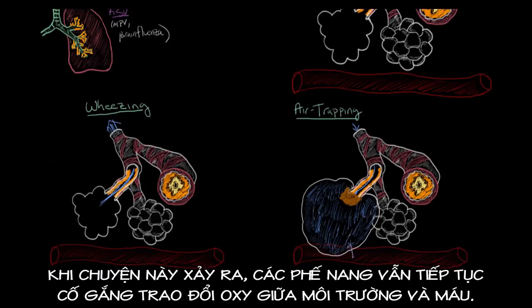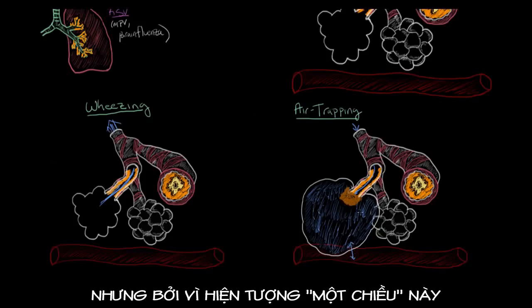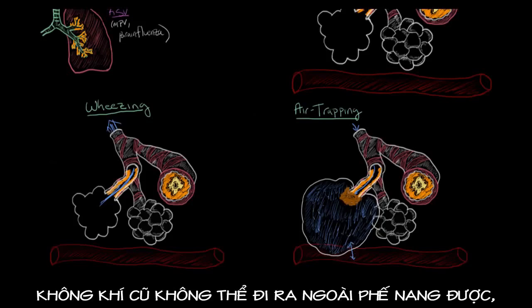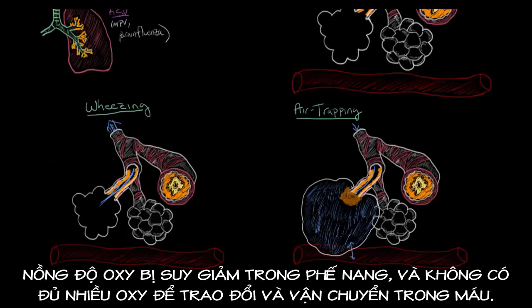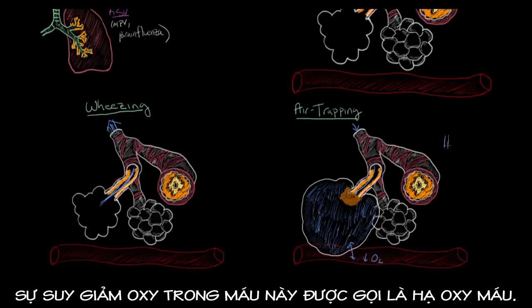And as this happens, the alveoli is still trying to exchange oxygen between the environment and the blood. But because of this one-way phenomenon, the old air isn't able to get out of the alveoli, and you get this mixing effect. So you have a decreased oxygen concentration in the alveoli, and not as much oxygen is able to be exchanged and transported into the blood. This decrease in oxygen in the blood is known as hypoxemia.